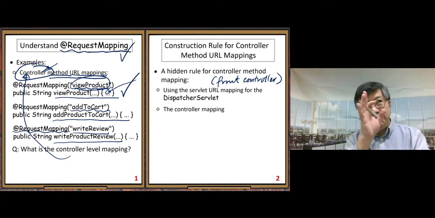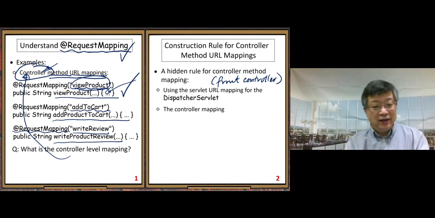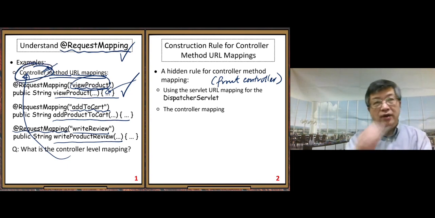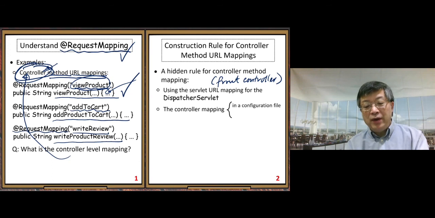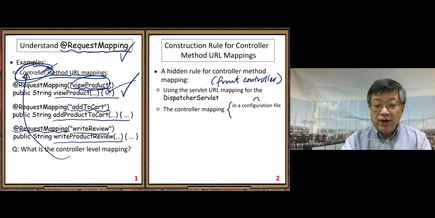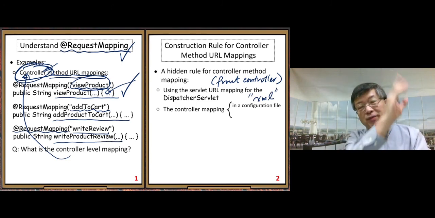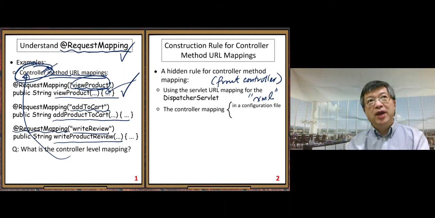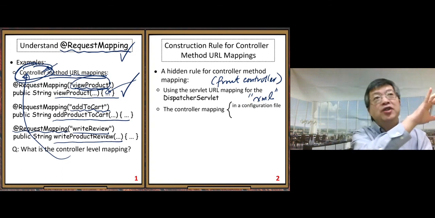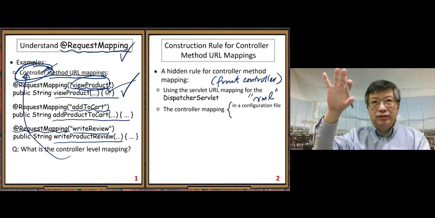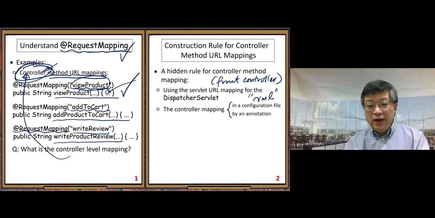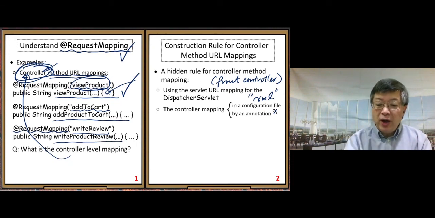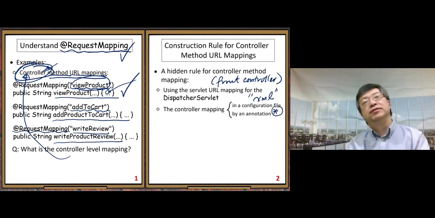So that mapping, this level, okay? That level is the controller mapping. For that mapping, there are two ways. One is the XML configuration file. In our Hello Spring, previous part B, I explained that to show you the history and evolution of Spring MVC. But our main focus is this way, by annotation.